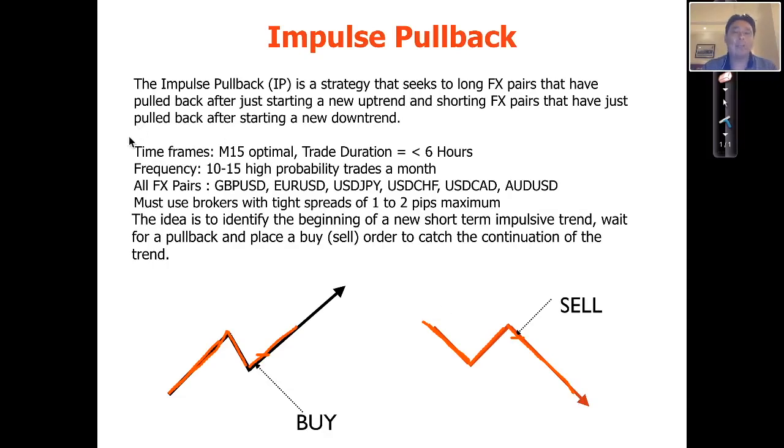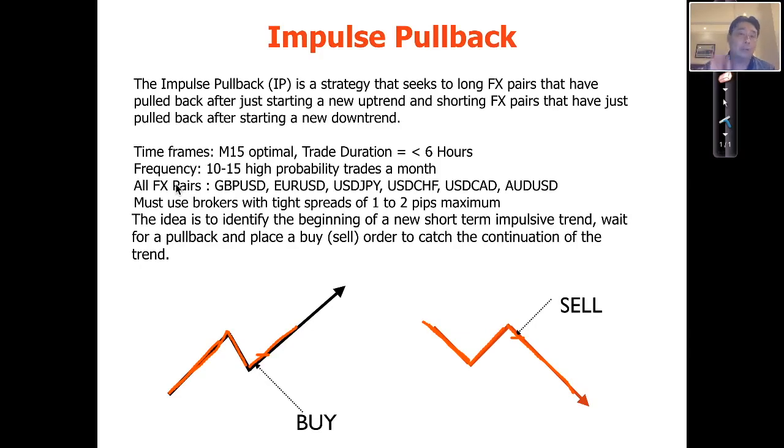So time frames: this works best on M15 candles, 15-minute candles, and the trade duration is usually less than 6 hours. In fact, most of my trades last for 1 to 3 hours. You get in, and within 1 to 3 hours you hit your profit target or your stop loss. Rarely will it go on for 6 hours, and even more rare will it go on for more than 24 hours. It usually will end within 24 hours, so it's a day trading strategy.